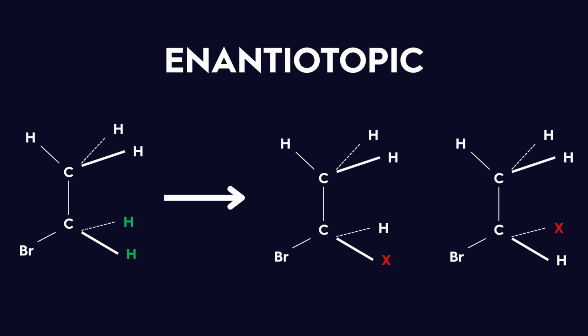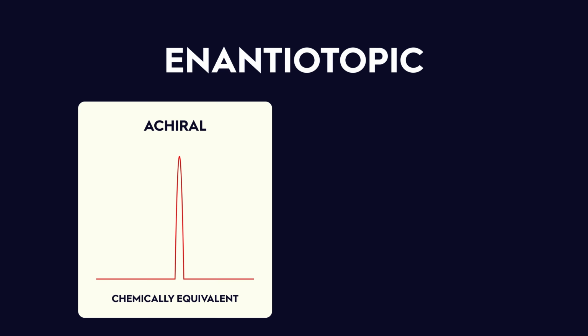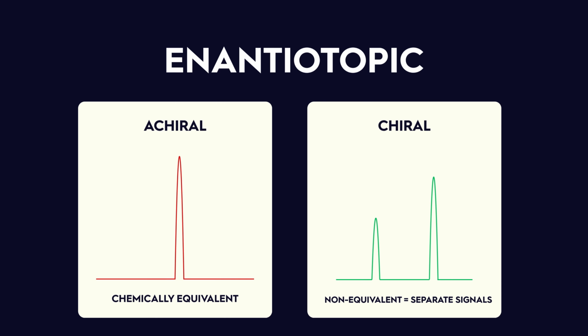Now, moving on to case 3, enantiotopic. If replacements give mirror image molecules, the protons are enantiotopic. In achiral solvents and reagents, they're chemically equivalent, but in a chiral environment, they become non-equivalent and may appear as separate signals.